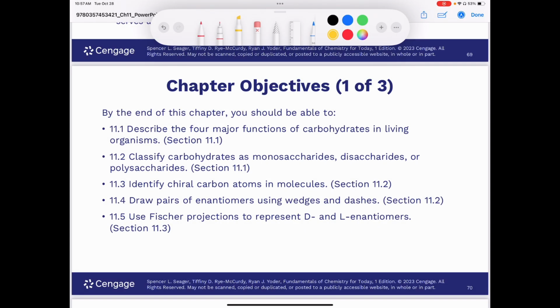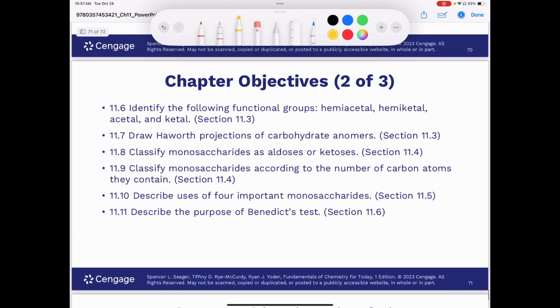And so by now, you should be able to describe the four major functions of carbohydrates, classify carbohydrates as mono, di, or polysaccharides, identify a chiral carbon in a molecule, draw pairs of enantiomers using wedges and dashes, use Fischer projections to represent D and L enantiomers for sugars, identify the following functional groups. So hemiacetal, acetal, hemiketal, and ketal.